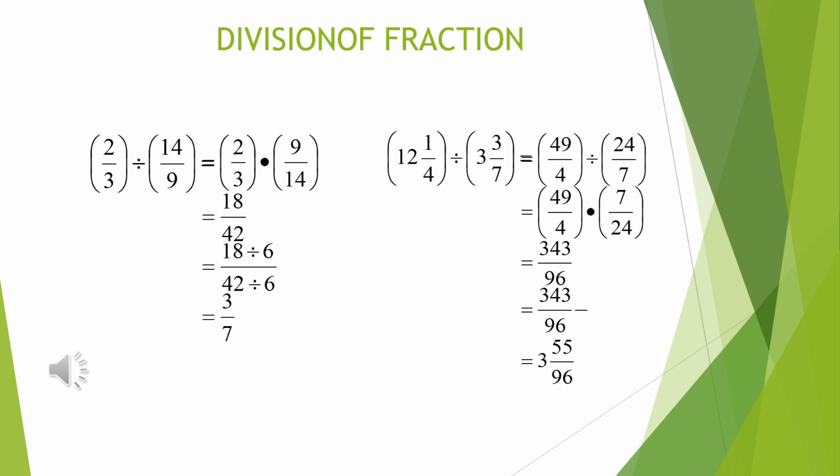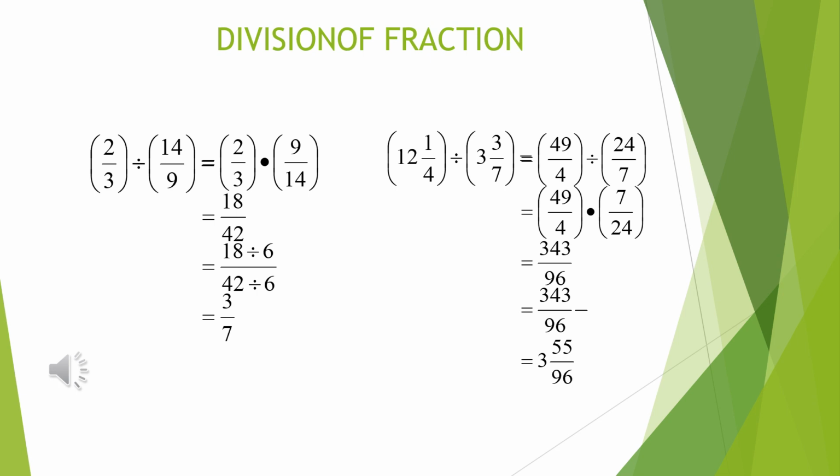We have the next number, 12 and 1/4 divided by 3 and 3 over 7. First, we need to change the given mixed number to an improper fraction. 12 and 1/4 means 12 times 4 is 48. 48 plus 1 is 49. So 12 and 1/4 equals 49 over 4. 3 and 3 over 7 can be written as 7 times 3 is 21. 21 plus 3 is 24. So 3 and 3 over 7 equals 24 over 7.